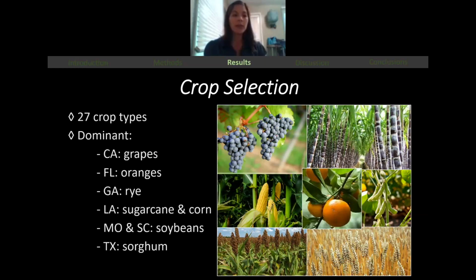Our pigs had 27 different crops available to them. And then in terms of the dominant crop per state, we had grapes in California, oranges in Florida, rye in Georgia, sugarcane and corn in Louisiana, soybeans in Missouri and South Carolina, and sorghum in Texas.